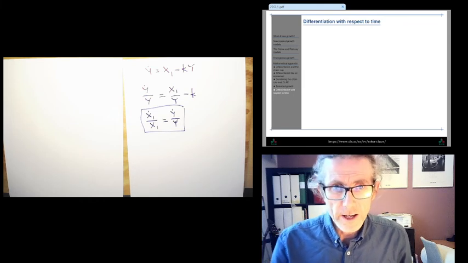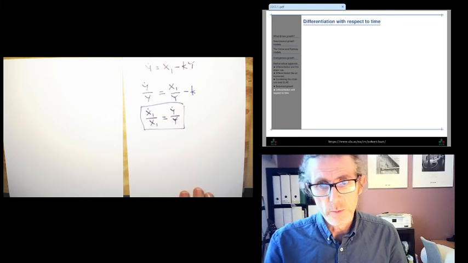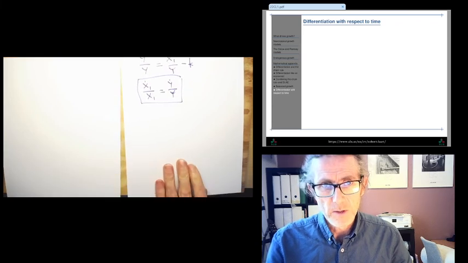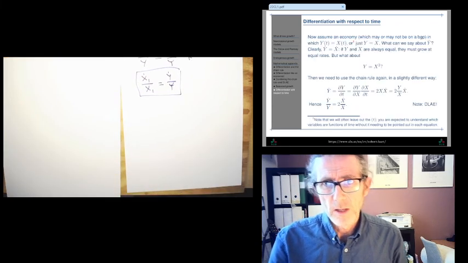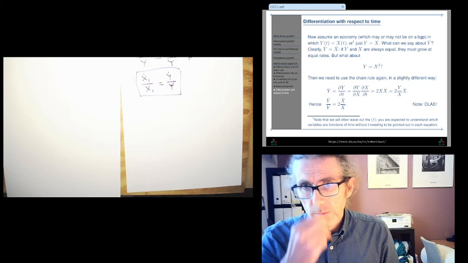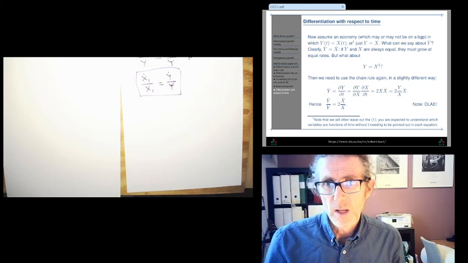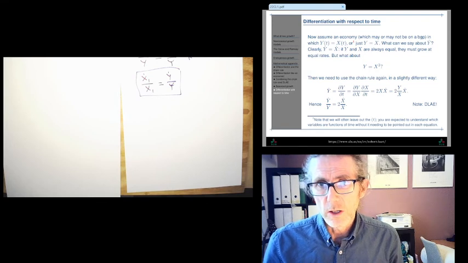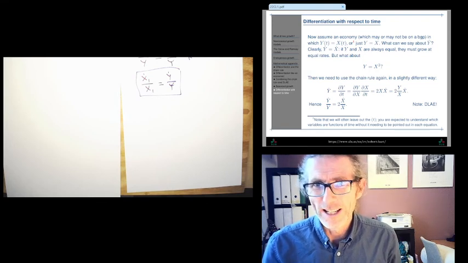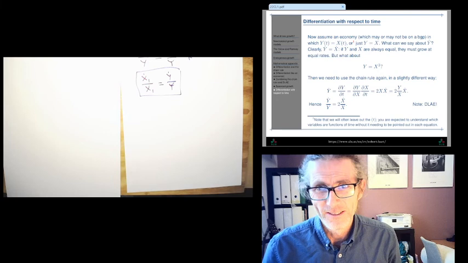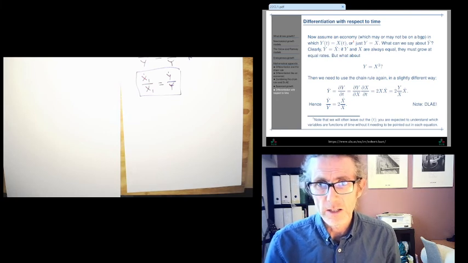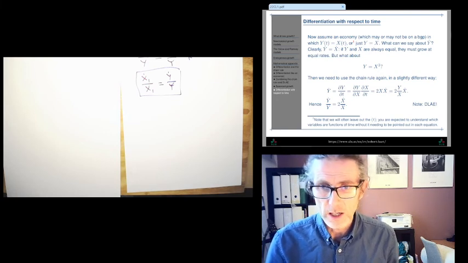More on time differentiation with respect to time. Assume an economy in which y equals x. What can we say about y dot? Well, clearly y dot must be equal to x dot. Mathematically, dy dt equals dx dt, y equals x.